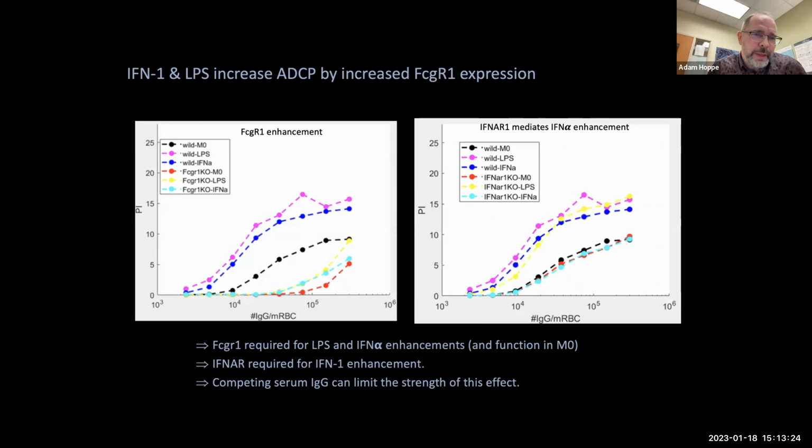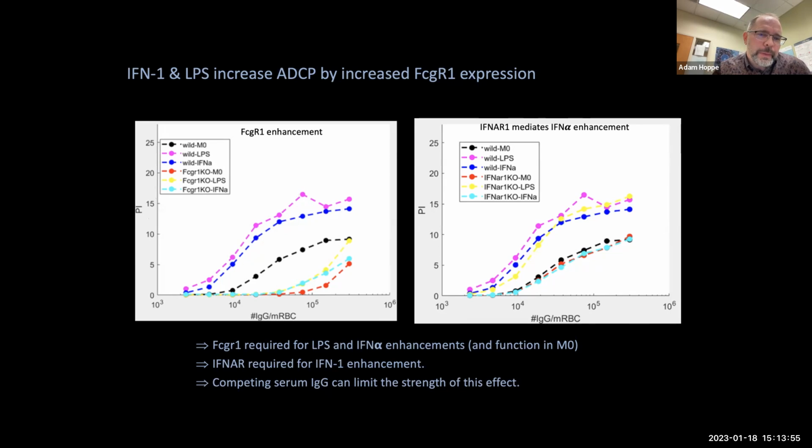And we can then apply that to address and test questions about how important these interferons are, or other activators such as LPS, in driving phagocytic responses. So what's being shown here on the y-axis is the number of red blood cell targets eaten per macrophage as a function of IgG concentration. As you can see, both LPS and type 1 interferon dramatically enhance phagocytosis over a M0 resting cell.